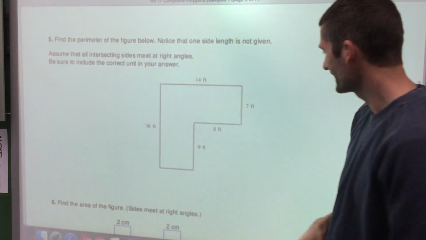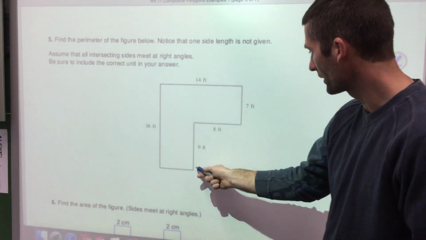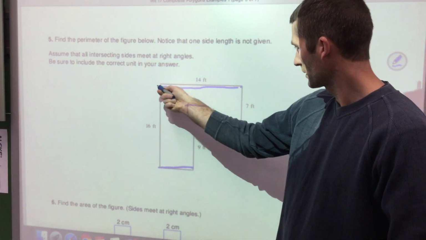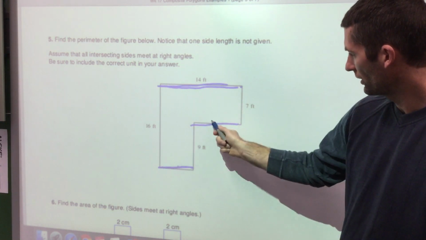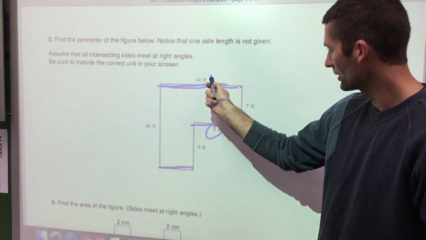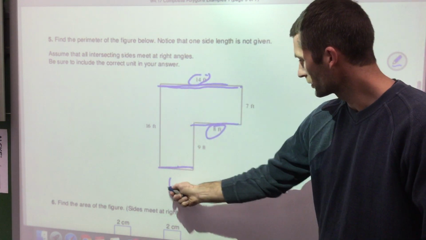Okay, same type thing on this next one. So let's find this missing side length here, which is parallel to this and this. So this and this are the same as this. So 8 plus something is 14. So the answer is 6.